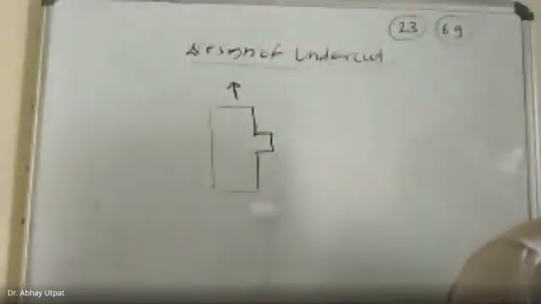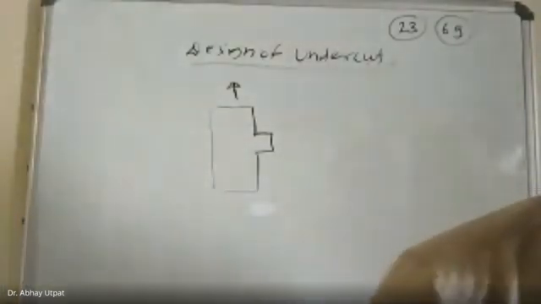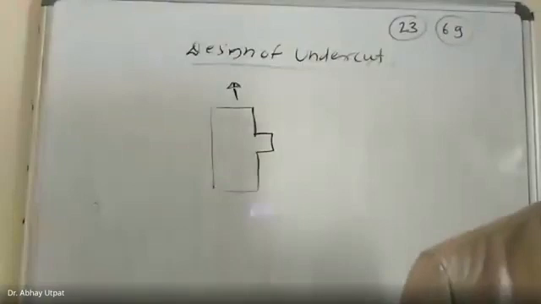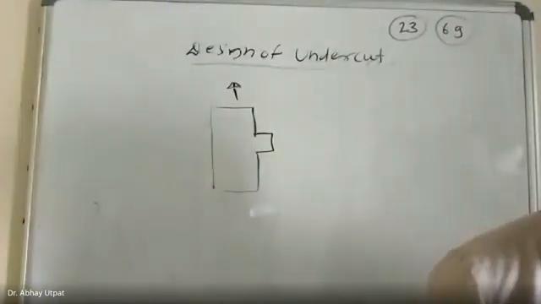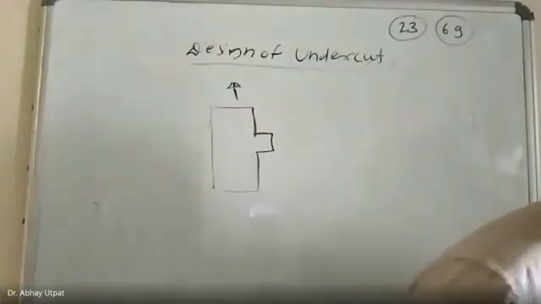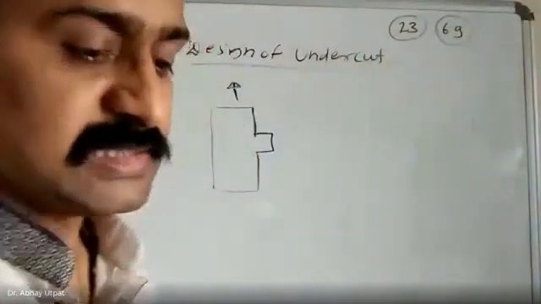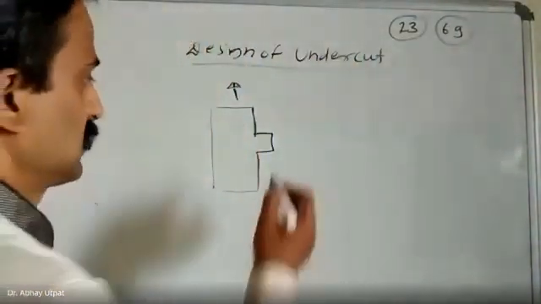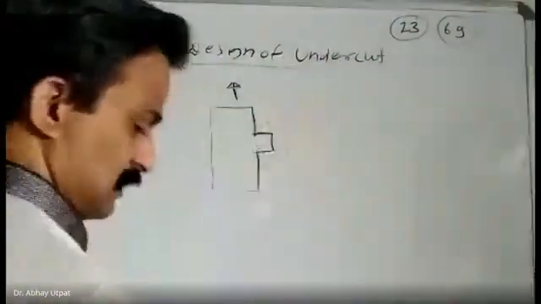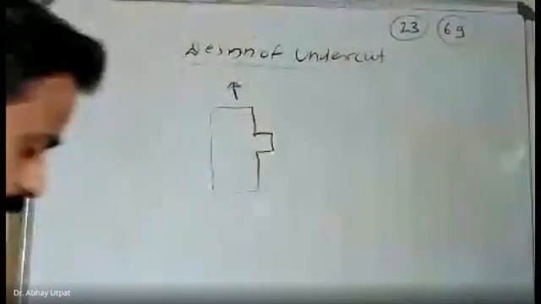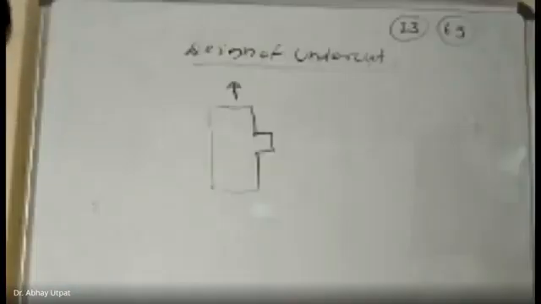Write down this. Undercuts in case of plastic molding are possible, but they require sliding cores and split molds.